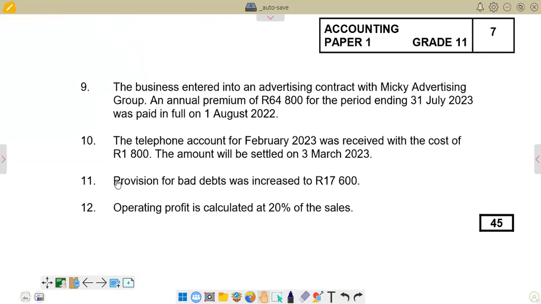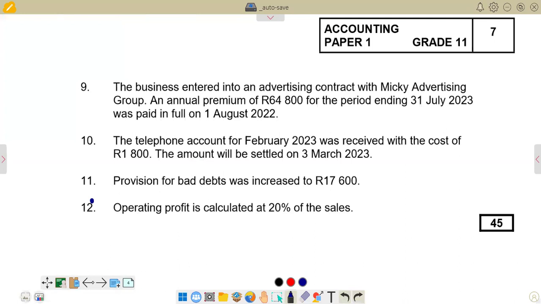So if you come here, you'll see that on item 12, it's saying operating profit is calculated at 20% of the sales. It means this one also needs sales so that we can calculate operating profit. So we are not going to be concerned about this one. And then we try to see if you have got any other information that we can use. You'd see that we don't have.